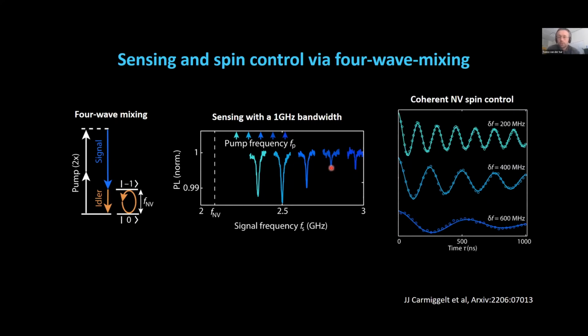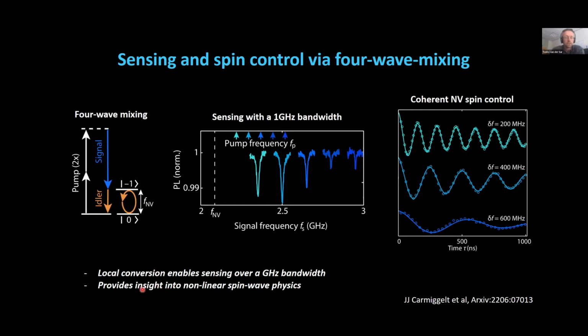Now, we can also use this to drive coherent NV spin rotations with a very much detuned microwave field, because this conversion process is very coherent. So here we measure Rabi oscillations of the NV center spin using very much detuned fields, and it allows, say, full control over the NV spin via detuned microwave fields. That's kind of the new thing here. So the message here is that this conversion enables sensing over a gigahertz bandwidth, and it also provides some insight into this nonlinear spin wave physics, this four-wave mixing process.